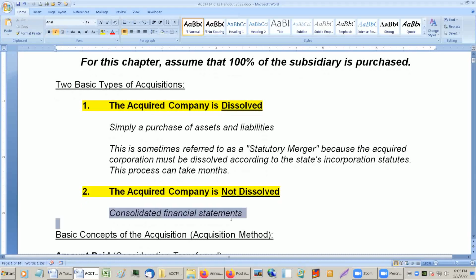And the second one, this is the one that we're going to spend a good chunk of the semester on, is when it's not dissolved and you do consolidated financial statements. And notice on the first one, you can't do consolidated financial statements because the company doesn't exist anymore. So the second one, the company still exists. That's when it's not dissolved. And we do consolidated financial statements.